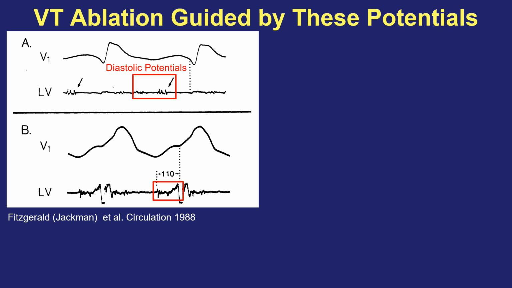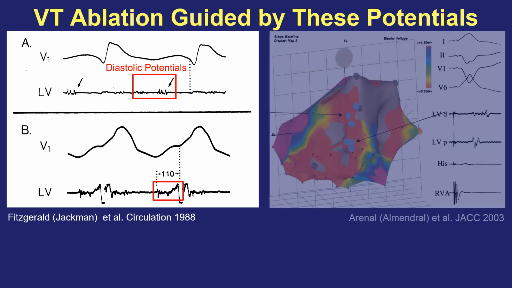But they would guide those carefully placed lesions. They had to be thoughtful because these were large areas of destruction when they did DC ablation, and they were guided by diastolic potentials and did achieve some success at eliminating ventricular tachycardia simply using diastolic potentials.